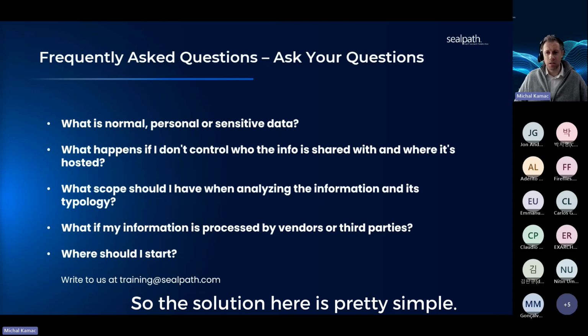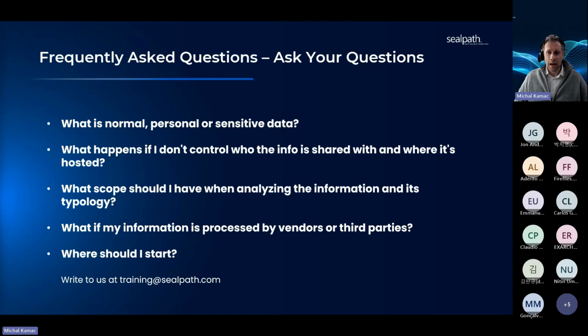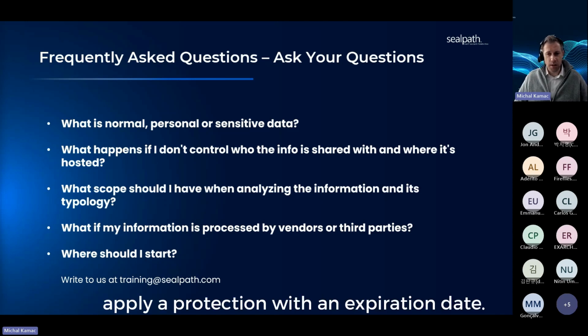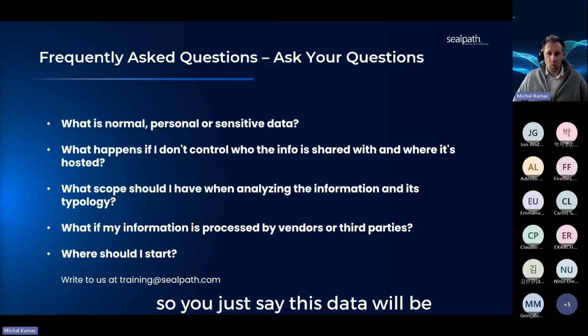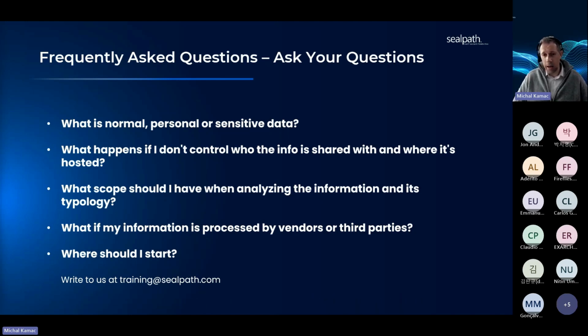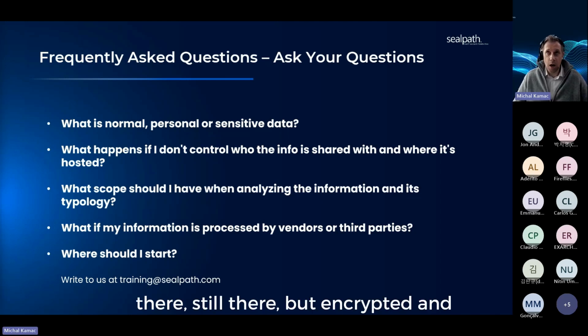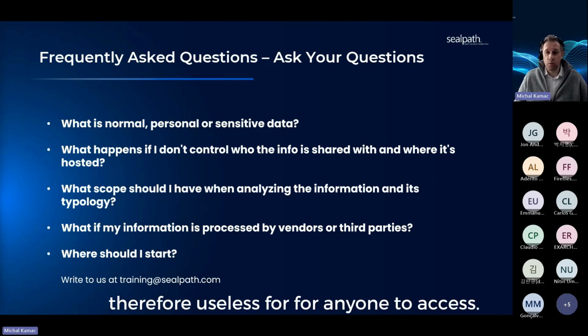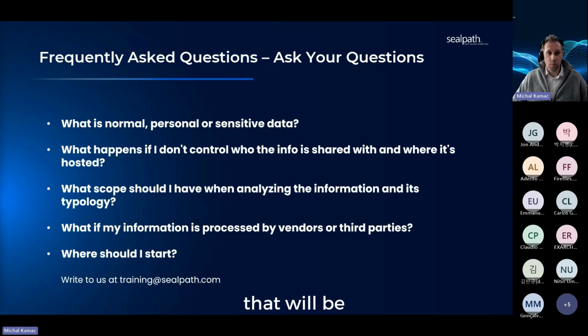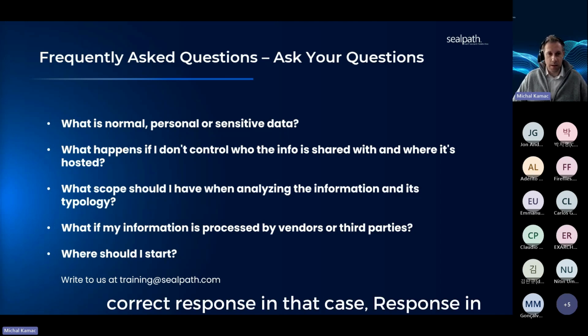So the solution here is pretty simple. We could apply a protection with an expiration date, okay? So you just say this data will be accessible until a certain date, and once this date arrives, files will be still there, but encrypted and therefore useless for anyone to access. And yeah, that will be the correct response in that case.